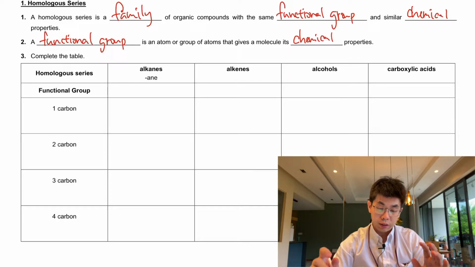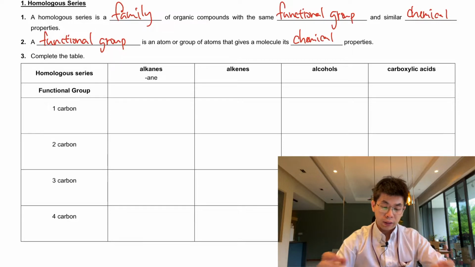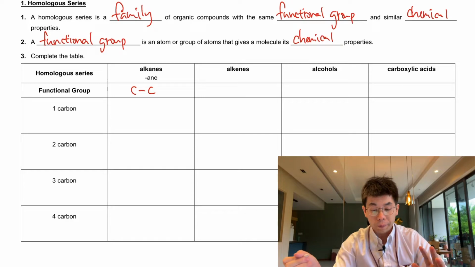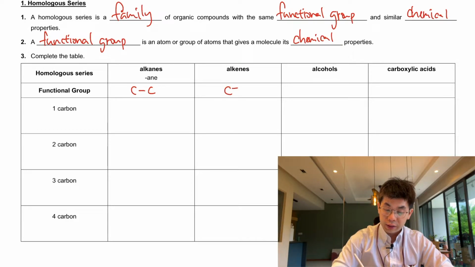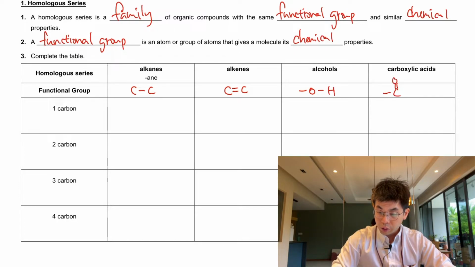So we've got these different homologous series: the alkanes, the alkenes, the alcohols, and the carboxylic acids. The alkane functional group is the C-C single bond. The alkenes have a C=C double bond. Alcohols have the hydroxyl group, which is the O and H group, and the carboxylic acid has the C=O, OH group.